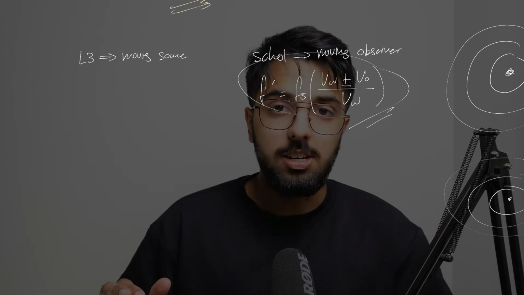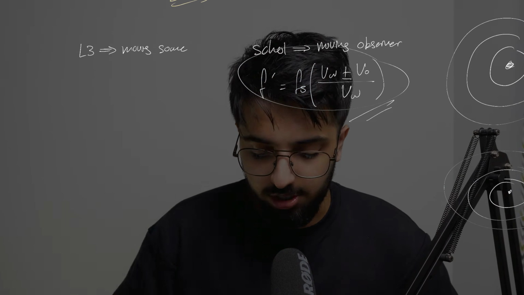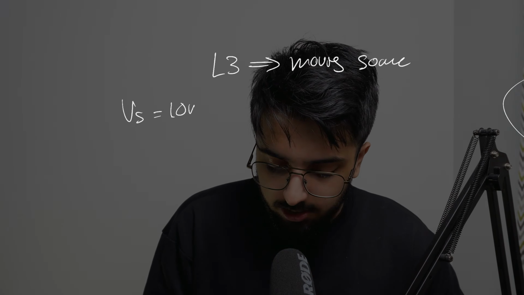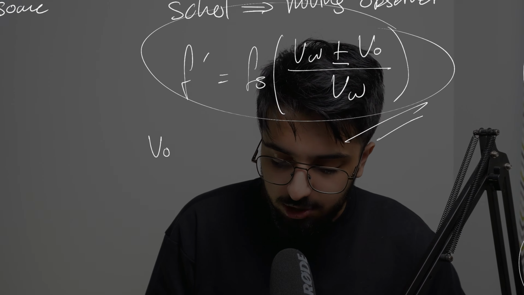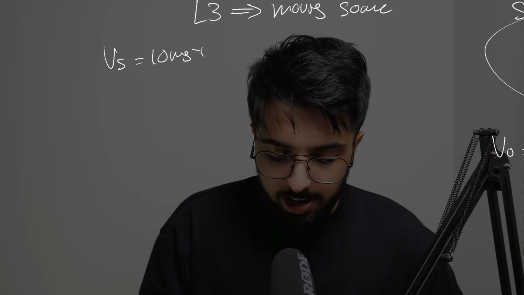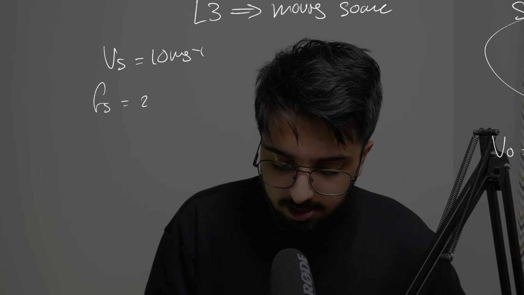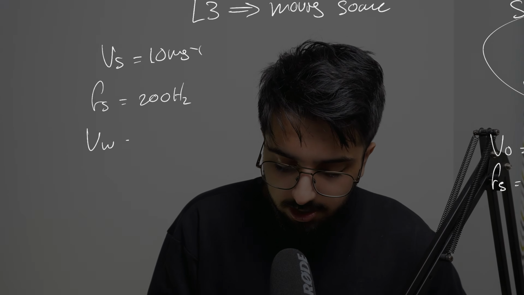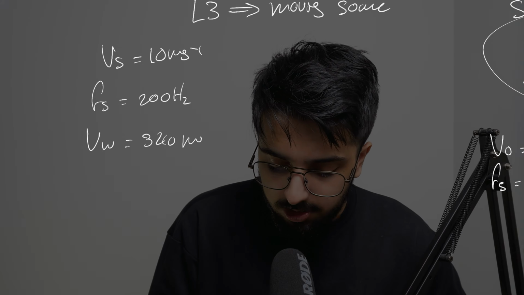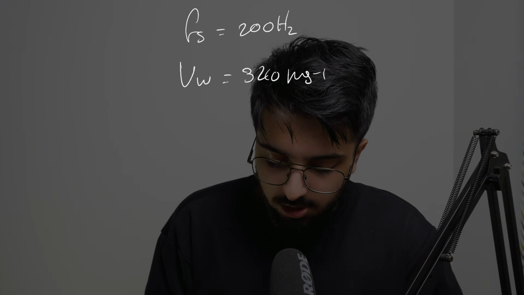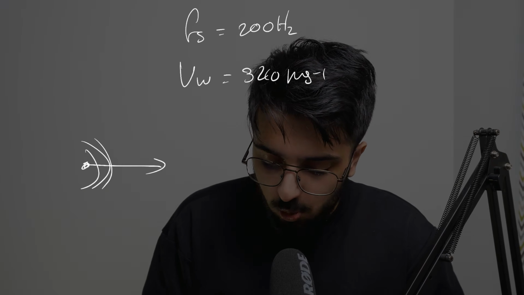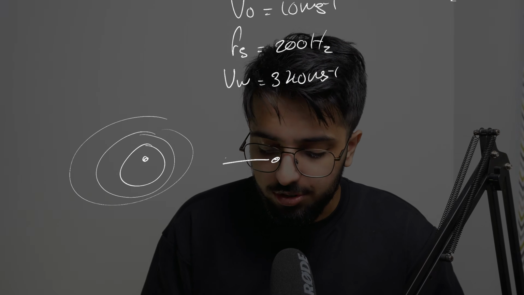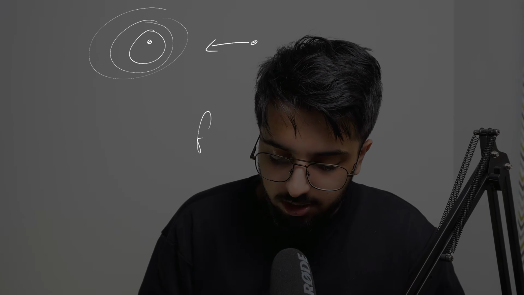So now let's see which one has a greater Doppler shift. Let's say for this, our source velocity is going to be 10 meters per second. And in this case, our observer is going to be moving at 10 meters per second. And let's say our source frequency in both cases is going to be 200 hertz, and our wave speed is 340 meters per second. In this case, the source is moving towards the observer, and in this case, our observer is moving towards the source. So let's now calculate our Doppler shift.